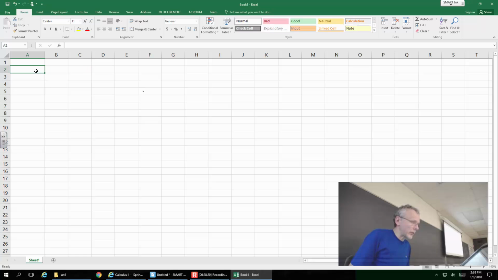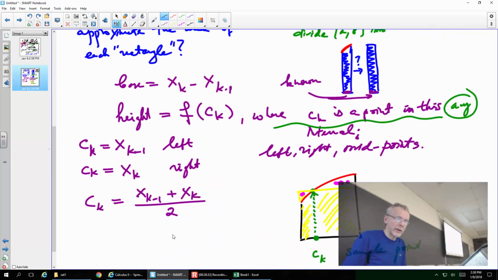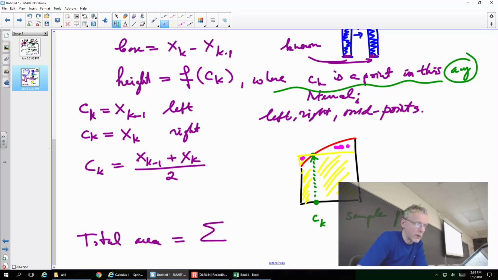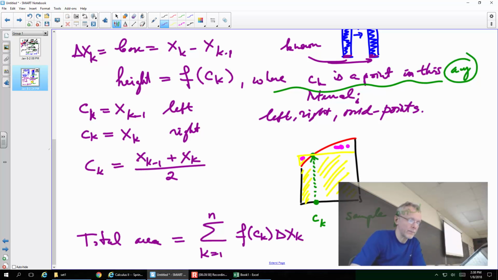So, thanks. Okay, so what I'm going to do is plot the graph of this function that represents the circle, and then I'll find the area under the graph. In what manner? In the manner of the Riemann sum. I actually didn't get to the Riemann sum, so let me write it. The total area is the sum of f of ck times delta xk, k from 1 to n. So that's the Riemann sum.